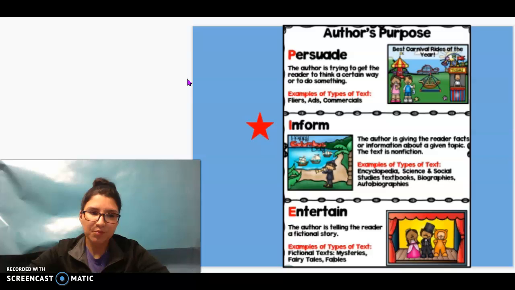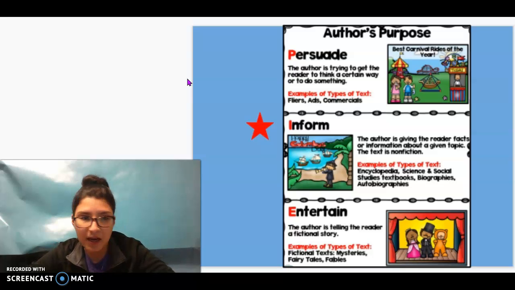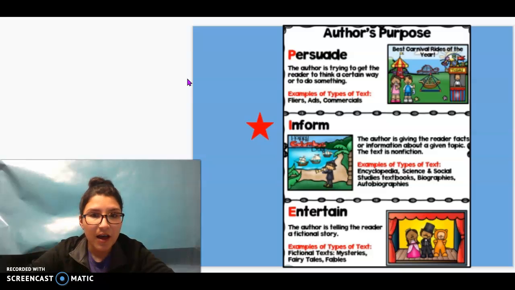So think back to books that have photographs, maybe animal books. You're learning real information about a certain animal, right? So when I think of inform, I think the author is trying to teach me, right? Think of inform, think of teaching. The author is trying to teach you something, okay?